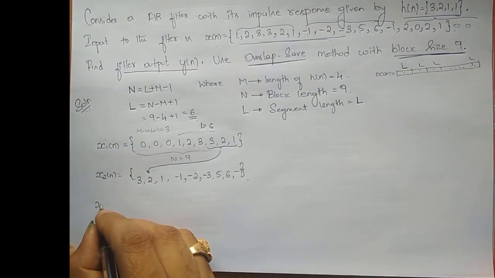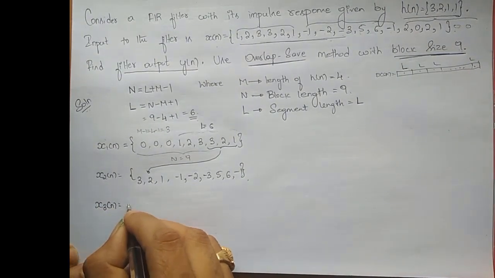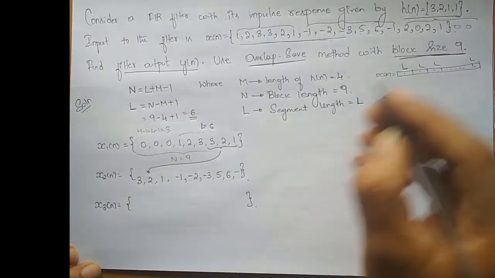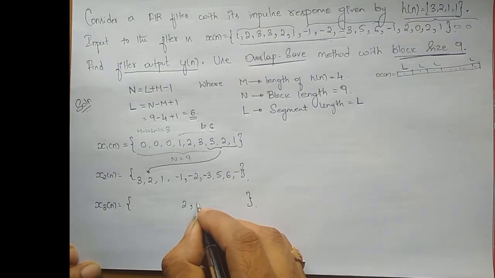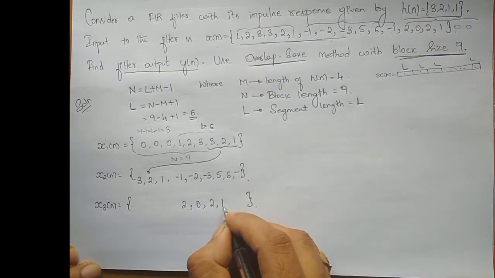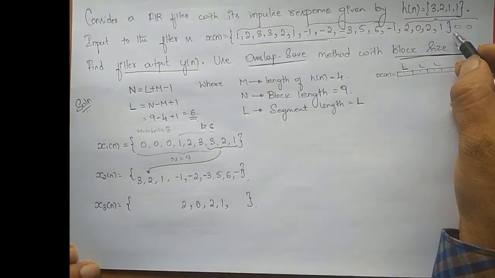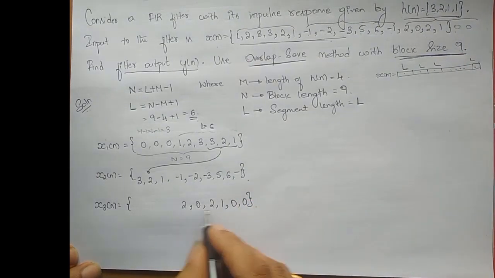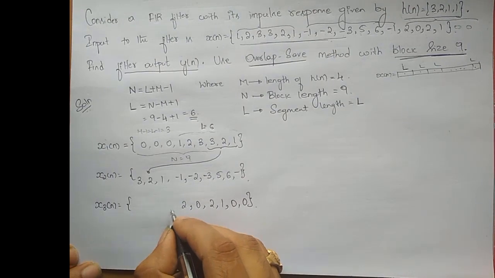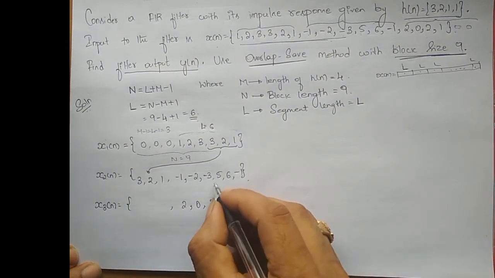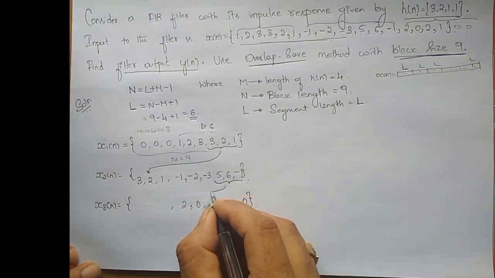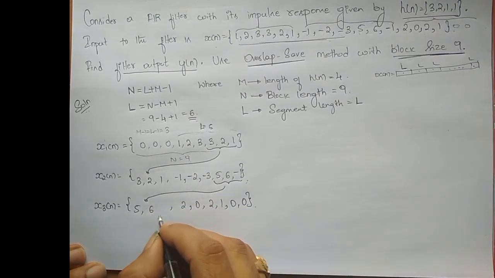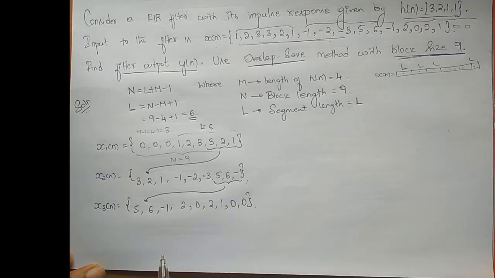Next, one more block, x3 of n. How do we get x3 of n? The third segment is 2, 0, 2, 1. I ended up with the samples here, so I have to put another 2 zeros so that the length is 6, which is capital L. How do I get the first 3 samples? The last M minus 1 samples of the previous block have to be copied to the first M minus 1 samples of the present block. So are we done here?